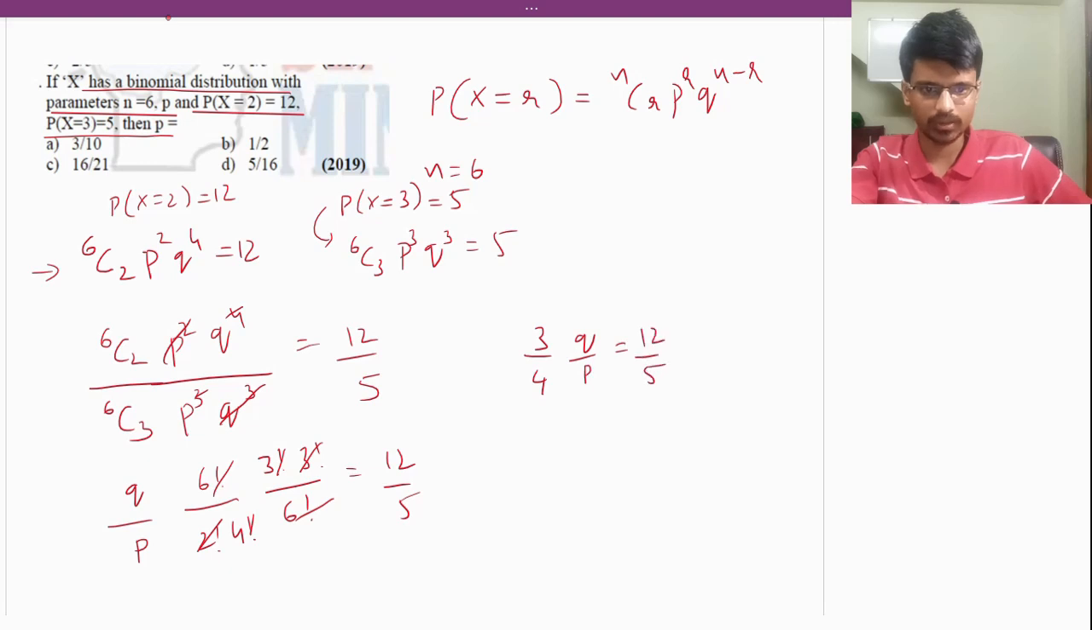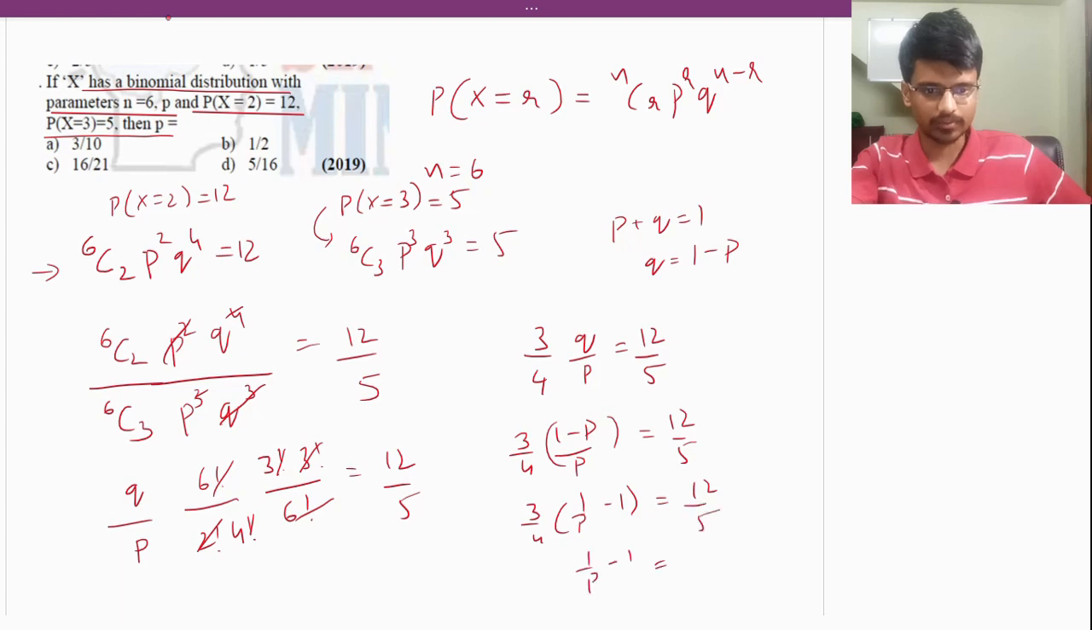Right. So I also know that p plus q is equal to 1. Right. So q is nothing but 1 minus p. I need to put it here. 1 minus p by p equal to 12 by 5. So 3 by 4, 1 by p minus 1, 12 by 5. Simplifying this, what do I get? 3 ones are 3, fours are 4, fours are 16, 16 by 5. So 1 by p, 16 by 5 minus 1. So minus 1, it will become minus plus 1, right? 21 by 5. So my p will be 5 by 21.